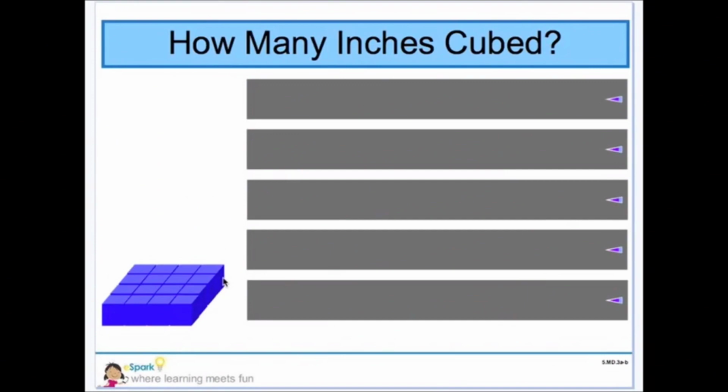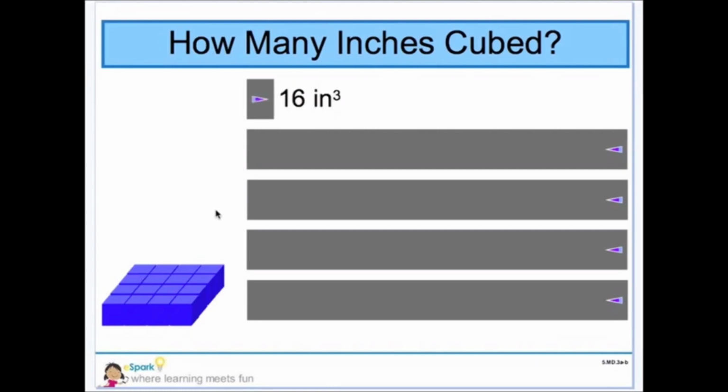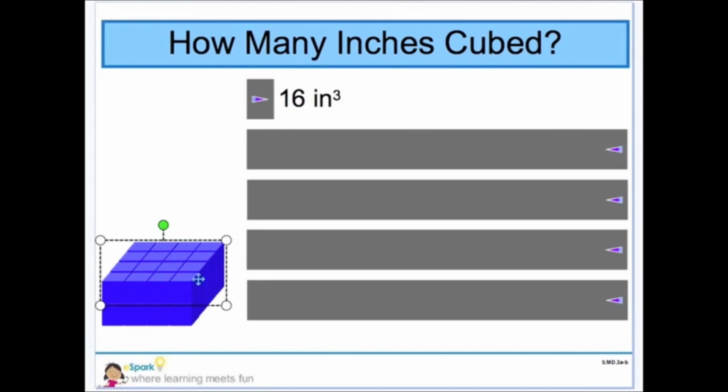Now, our first layer is 16 inches cubed. Notice that even though we change the units from centimeters to inches, the prism still grows 1 unit taller with each layer, and the equation builds the same way, and we are always writing the answer as inches cubed.